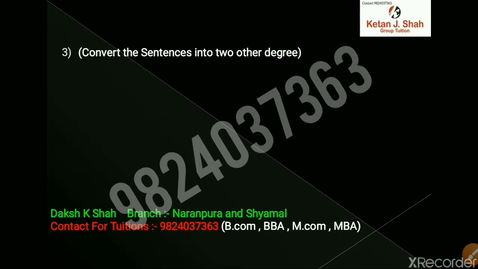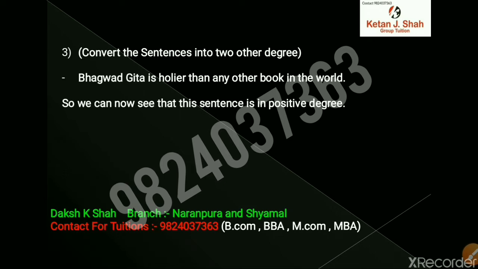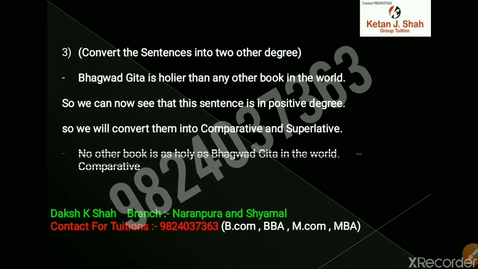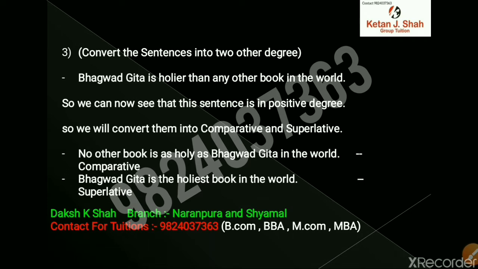Third, convert the sentence into two other degrees. Bhagavad Gita is holier than any other book in the world. So we can see that this sentence is in comparative degree. So we will have to convert this sentence into positive and superlative degree. No other book is as holy as Bhagavad Gita in the world. This is positive. Bhagavad Gita is the holiest book in the world.